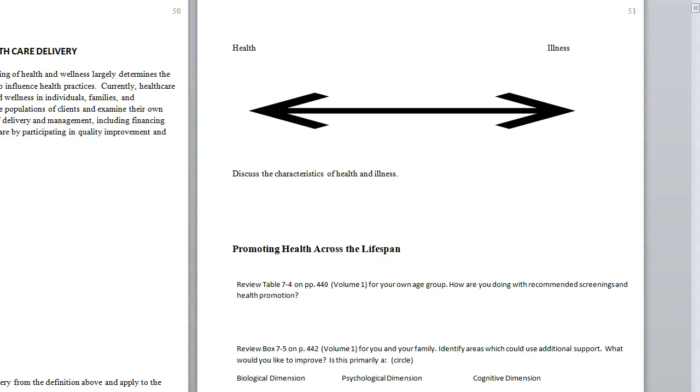As you look at that table on page 440, you'll see that it starts really on page 439, starting with the newborn and infant, toddler, preschool, school age, adolescent, young adult, middle-aged adult, and older adults. I'm definitely not going to read all those to you, but I think it's really important that you look those over. And even ask yourself, depending on what age group you fall into, am I doing the best for myself in promoting good health?